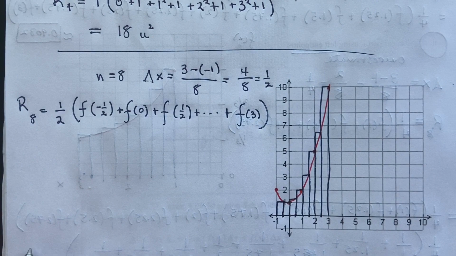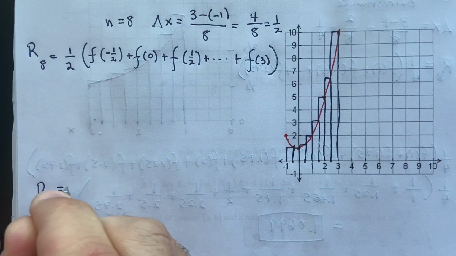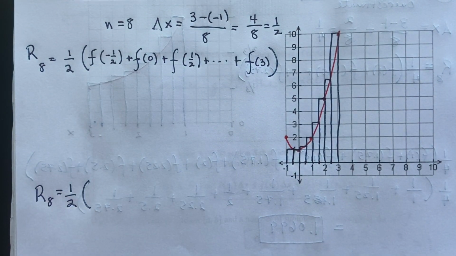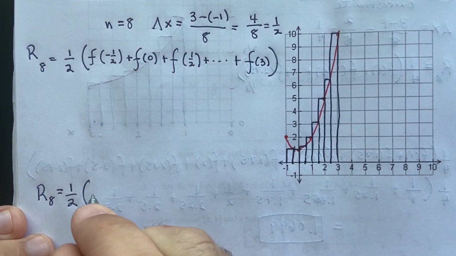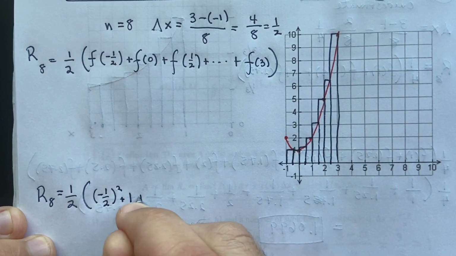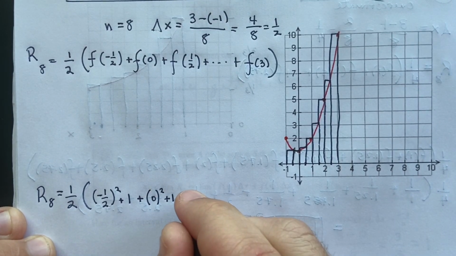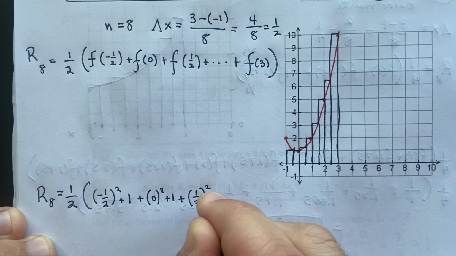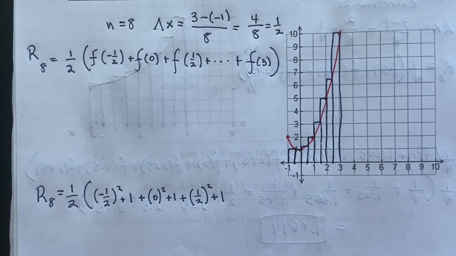So just to write it out, maybe I'll come down here so I have more room. So R sub 8, we'd have 1/2 times our function, x squared plus 1. So I'll have (negative 1/2) squared plus 1, plus 0 squared plus 1, plus (1/2) squared plus 1, right? I'm evaluating the function at each one of these right endpoints. Each of these things is a height.